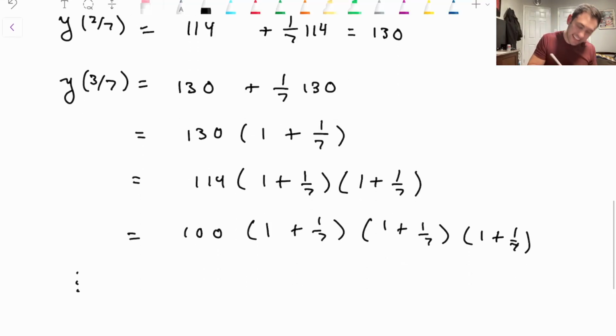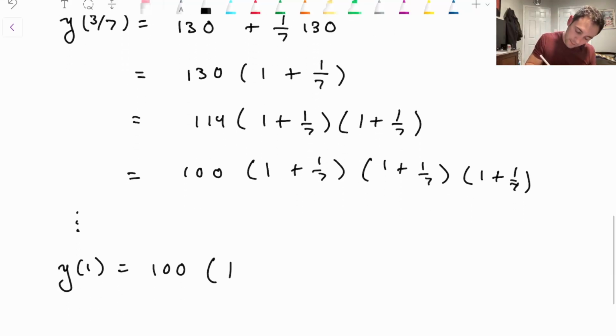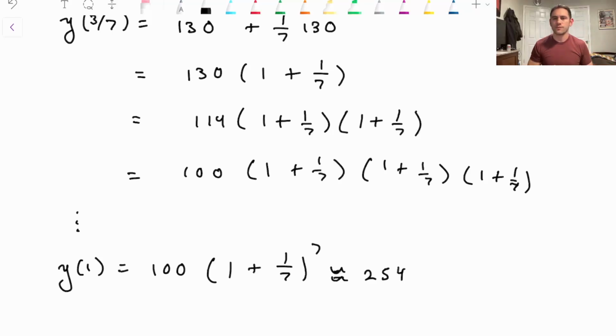So by the time I get to the end of the first week, I will have my 100 initial individuals, and every single day I will have multiplied that population by 1 1/7, 7 times for the 7 days in the week. And this ends us up with a number around like 254. At this point, this might be something a little familiar to you, right? This notion of 1 plus 1/7 to the 7th power. Of course, the fact that we've split this up into days and not into hours or minutes is completely arbitrary.